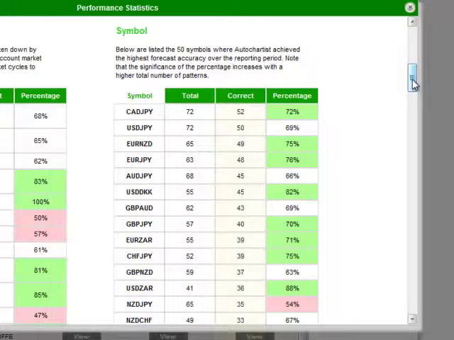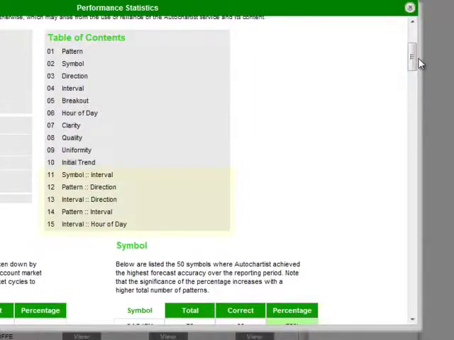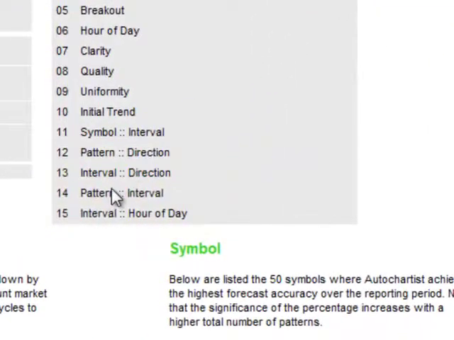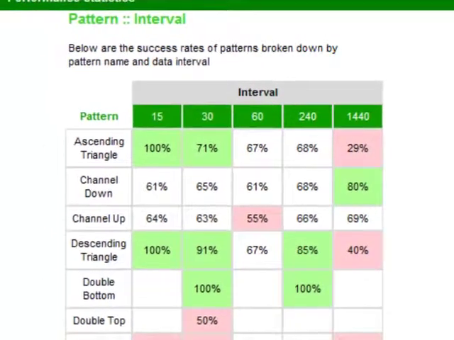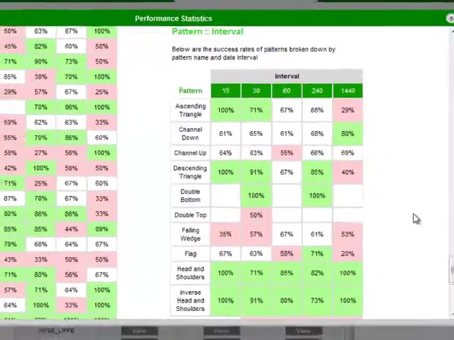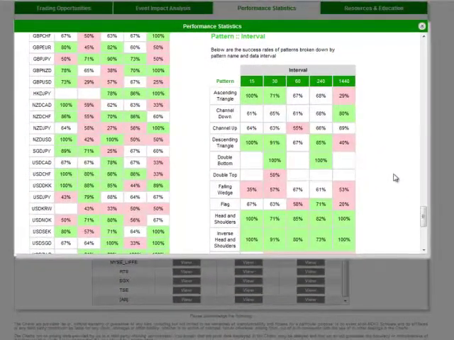Lower down in the report, we see some two-dimensional breakdowns, putting together, for example, patterns and intervals. From this we see that for channel downs, we have more success on end-of-day intervals than shorter intervals. These two-dimensional breakdowns do not include the total pattern counts, mainly just to keep the information readable. All the other breakdowns in the report are just different variations on these two themes, so now you should be able to make sense of it on your own.